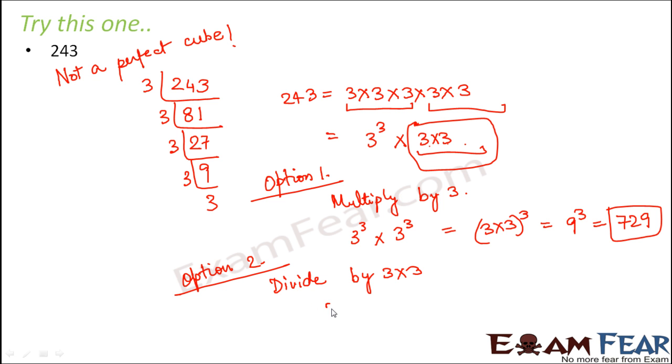So when you divide by 3 into 3, then your product becomes 3 cube, because this 3 into 3 and the denominator 3 into 3 would get cancelled. So 3 cube would be 27. So when you divide it by 3 into 3, the 243 becomes 27. So that way, by multiplying or dividing by a certain number, you can always reach out to the nearest perfect cube of a given non-perfect cube.